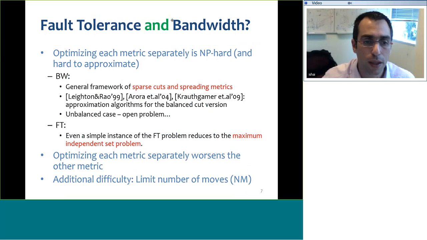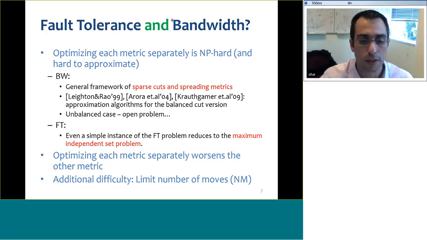In particular, if you look at bandwidth in isolation, you want to minimize the bandwidth consumption in the core. Then the algorithmic context is that of sparse cuts and spreading metrics. There has been a lot of work, but it's a very hard problem, especially when the pieces that you want to separate or put together are not of equal size, which is our case. The fault tolerance, under simplifying assumptions, reduces to the maximum independent set problem. Again, one of the hardest problems out there to approximate.